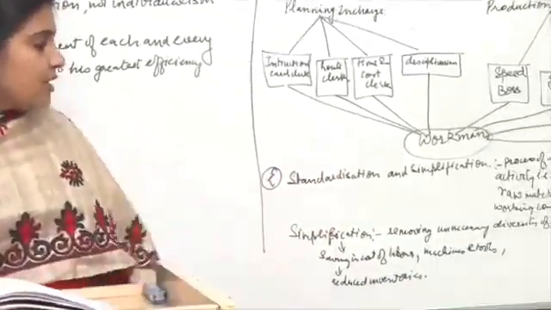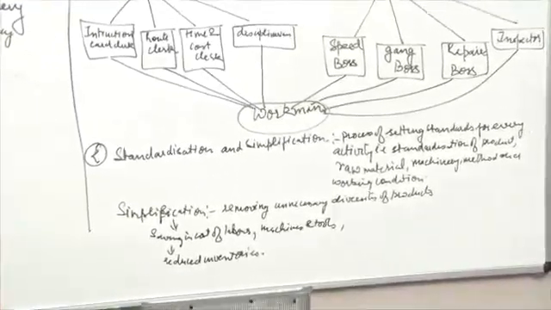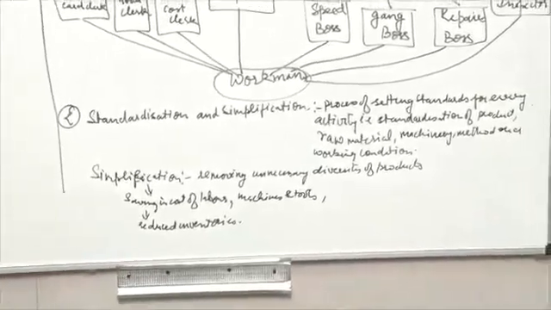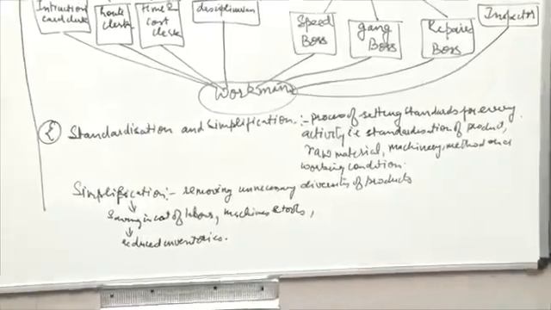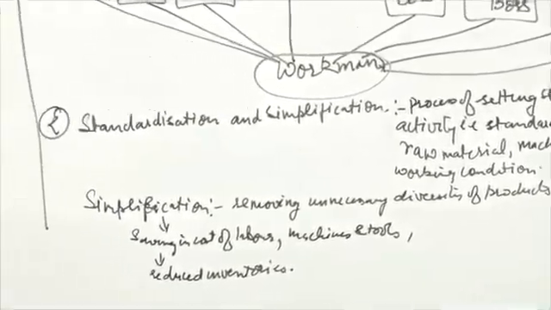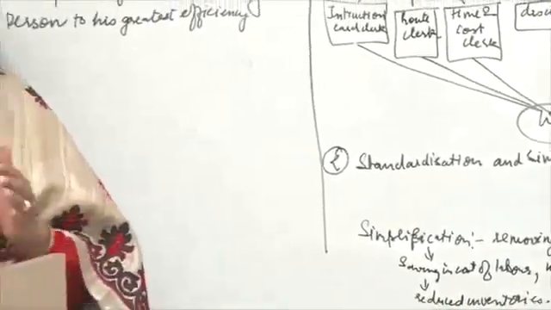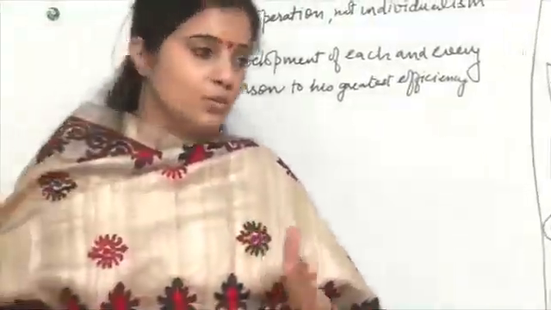Simplification basically means removing unnecessary diversity of product. If you look at Nokia, they are only into mobiles. There is no diversity of products. If you talk about Samsung, there is no simplification. They are into mobiles, they are into television, they are into washing machines. There are so many other things that they have. There are different product lines that they have entered into.